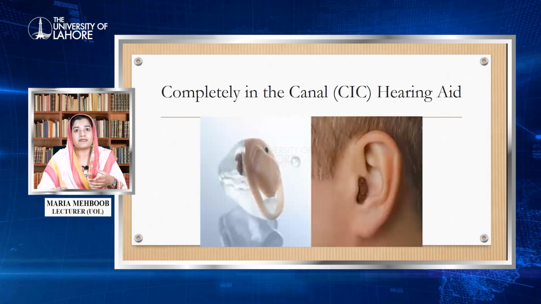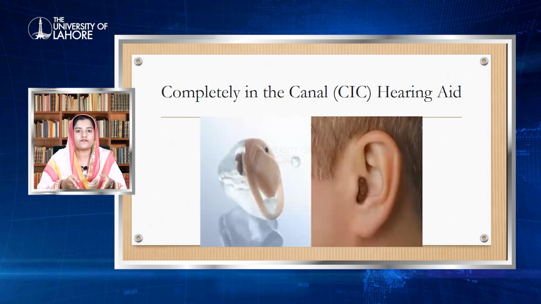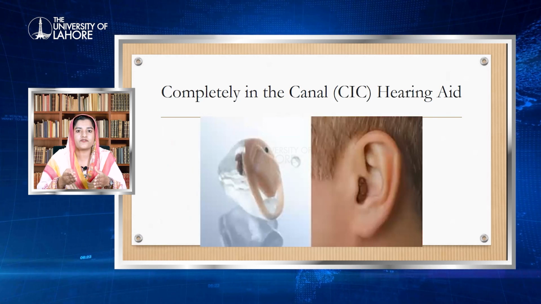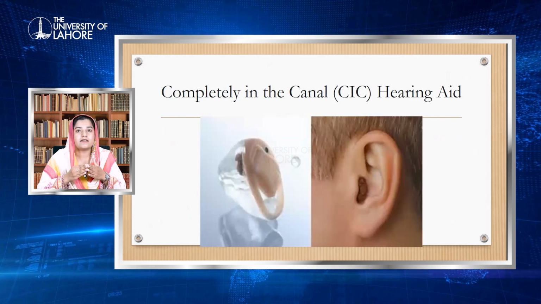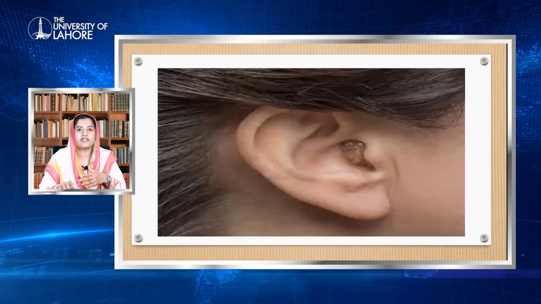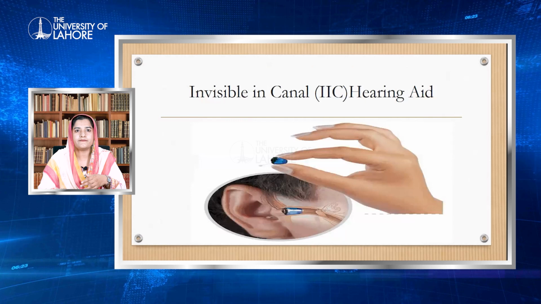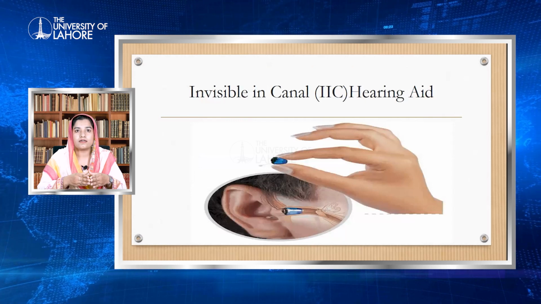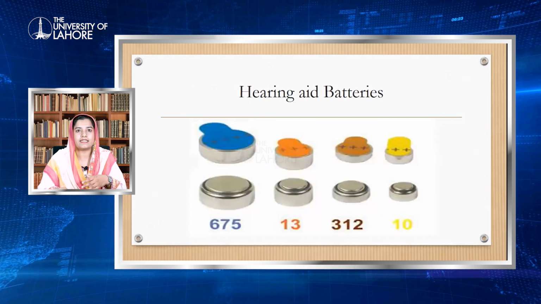Here is a picture of completely in the canal. If a person is standing or sitting in front of someone, they couldn't see that the person is wearing the hearing aid. If I am sitting parallel to the person, I can see the hearing aid in his ear canal. Again, a picture of a completely-in-the-canal hearing aid. Then this is invisible in canal. This is also a canal aid, and it is more invisible than the completely-in-the-canal hearing aid.